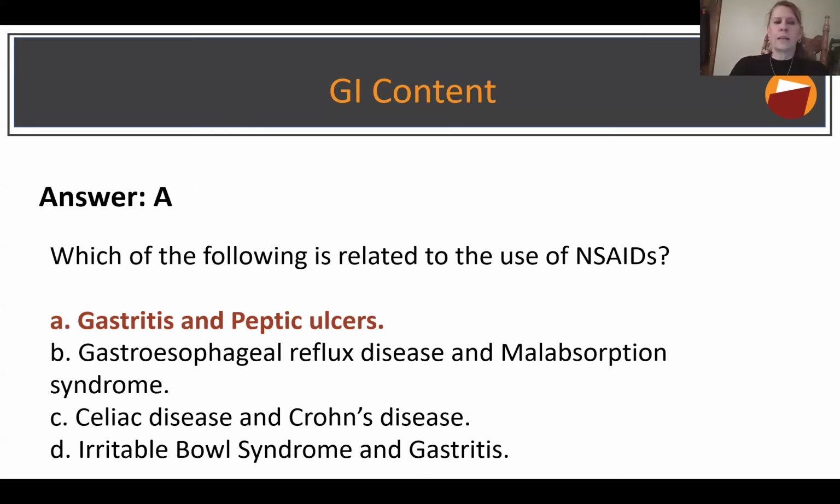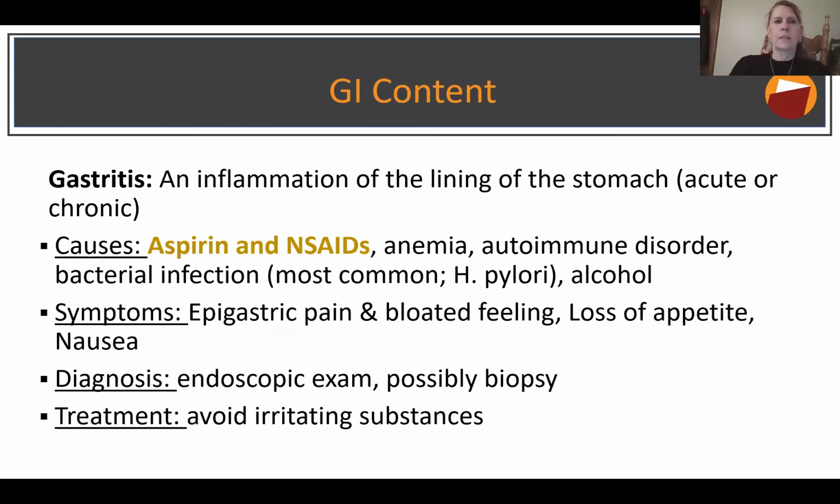When they're on an NSAID, they can get gastritis. If they don't stop taking their NSAID and continue, the acid in the stomach and the medication can eat through the wall of the stomach, and then they have peptic ulcers. So very good. Yes, it's an inflammation. Gastritis is the inflammation of the lining of the stomach. It can be acute or chronic.